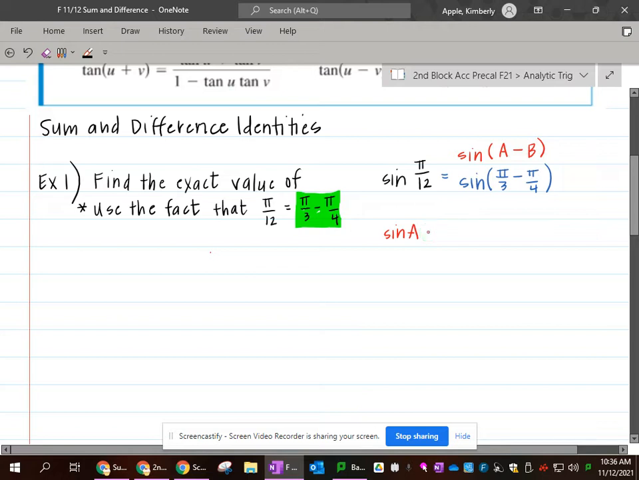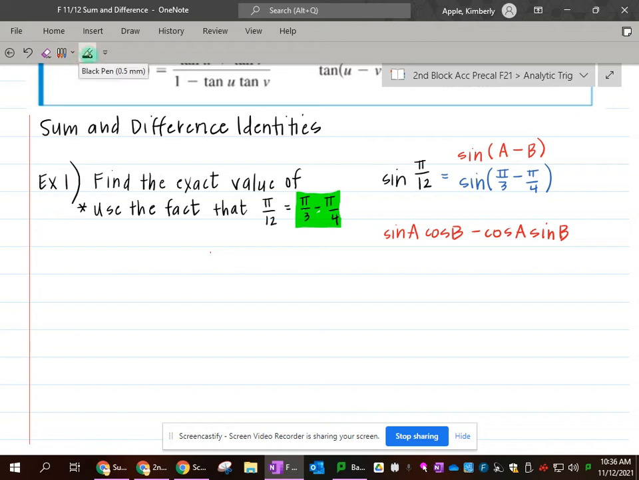Let me look at it. Oh, this hurts. The cosine of B, or U or V, whatever, minus the cosine of A times the sine of B. So make sure you can see on the formula sheet where I found that. It is the formula for the sine of A minus B or U minus V. It's the sine of the difference. Y'all see it? Yeah? Okay, I'm making sure because that's like half the battle here.